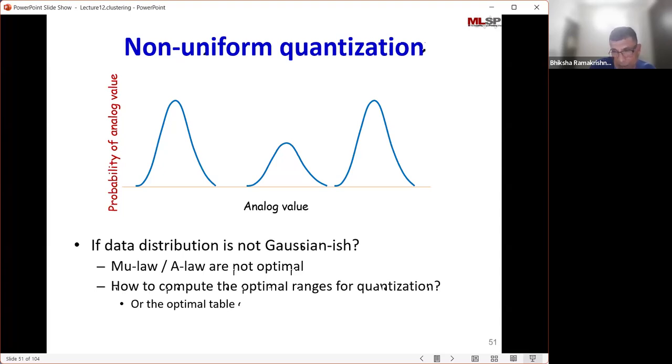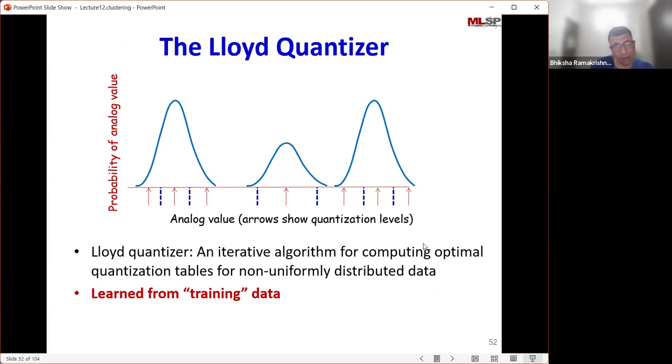So what is the problem with doing this? The problem is you would need to know the distribution. In reality, you're not going to have the distribution. You're just going to have a bunch of training data. So you have to somehow estimate the bins from the training data without knowing the actual distribution itself. And this is the Lloyd quantizer. It's an iterative algorithm for computing optimal quantization tables for non-uniformly distributed data. It's learned from training data.